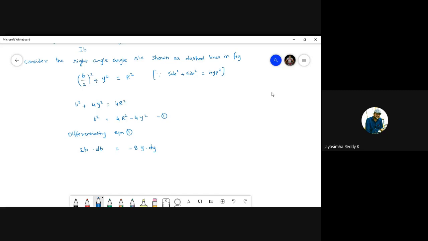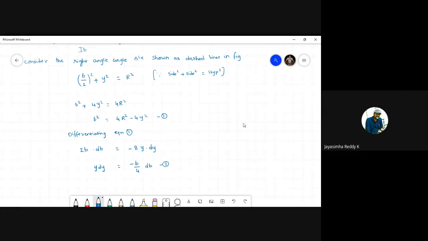So let us write this y dy as subject, students. Y dy. So if you take y dy as subject, what does this equation become? This equation becomes minus b by 4 db. And let me call this equation number 2.